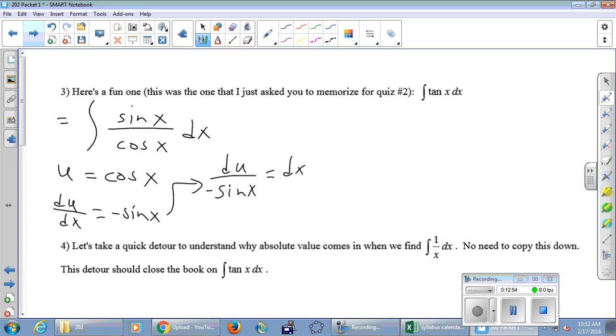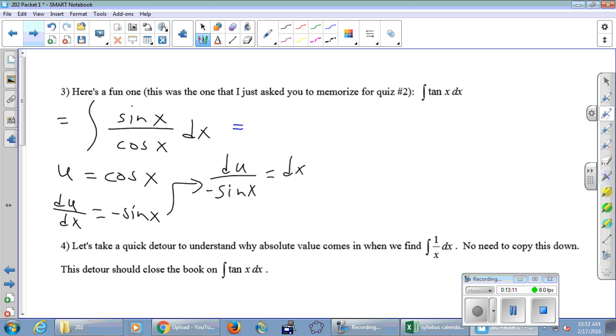So if you have a fraction, u substitution often works. It's just a general rule. It's on the reference sheet for u substitution, but you'll see why letting u equal the bottom is a good choice in this case in just a second. Okay, so here we go.